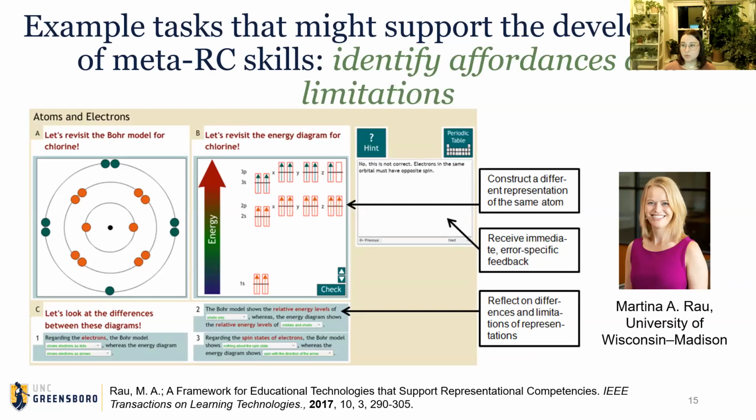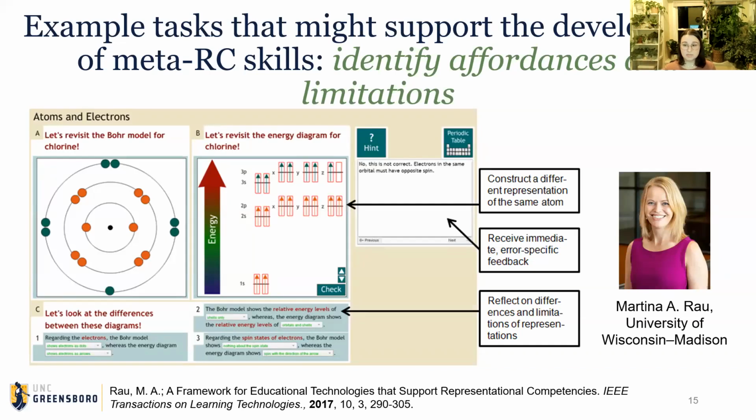In this online tutoring tool, I have a screenshot where students are presented with a Bohr model and an energy diagram. And they have explicit questions asking students to look at the difference between the two diagrams and think about what one communicates and what the other communicates, and then what each does not communicate. So they have a set of questions here that push students to reflect on differences and limitations of representations, which we don't see much out there. I don't see a lot of tasks like that.